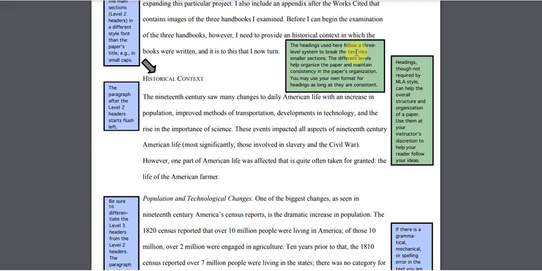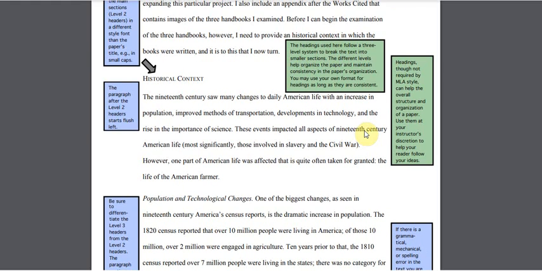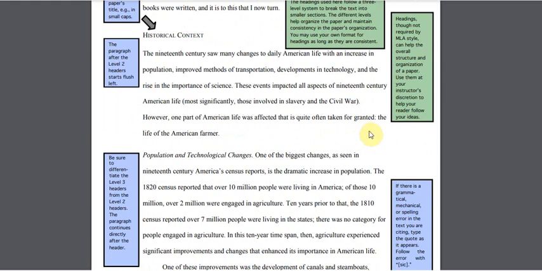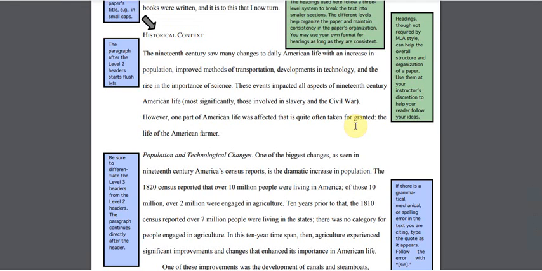The headings used here follow a 3-level system to break the text into smaller sections. The different levels help organize the paper and maintain consistency in the paper's organization. You may use your own format for headings as long as they are consistent. Okay, so again, you'd want to reach out to me and say, is it okay if I use headings, etc. Headings, though not required by MLA style, can help the overall structure and organization of a paper. Use them at your instructor's discretion to help your reader follow your ideas.